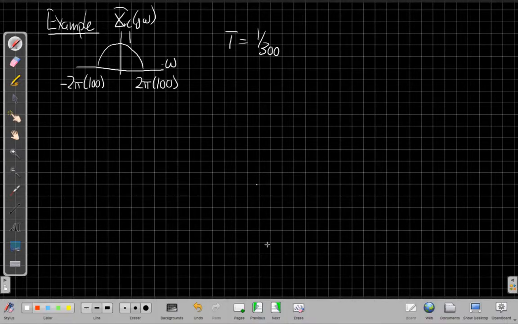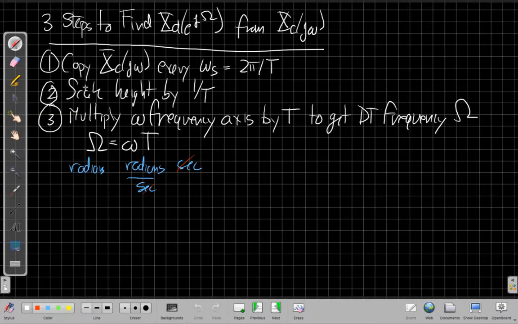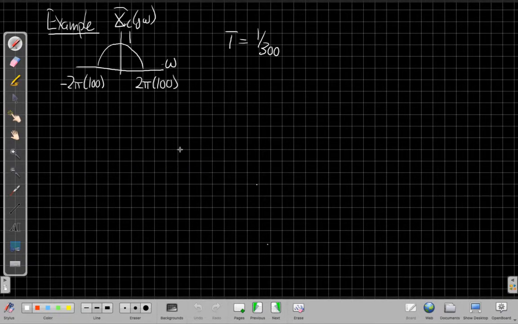One of the things we saw in that video, we finished with the 3 steps. If we want to find a discrete time Fourier transform from the continuous time one when I'm sampling, I'm going to make copies every 2 pi over T, scale the height by 1 over T, and then, the last step, multiply the frequency axis by T to get the discrete time frequency. So let's see how that works out.